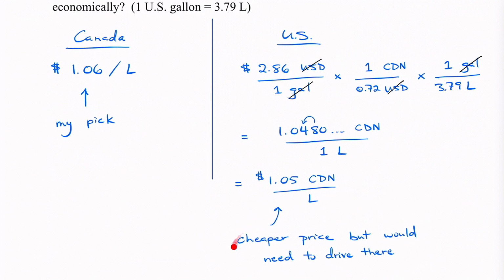So let's just write that on our page. So I just wrote for the US price, it's going to be cheaper, but you're going to have to drive there and then drive back. Whereas for the Canadian one, you don't have to do that. So if I had to pick one, I would pick the Canadian price.